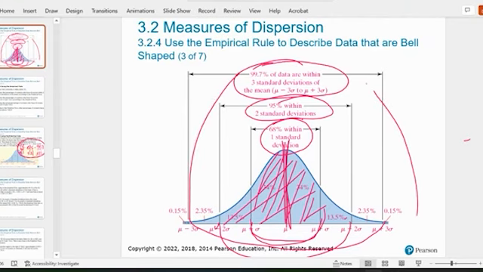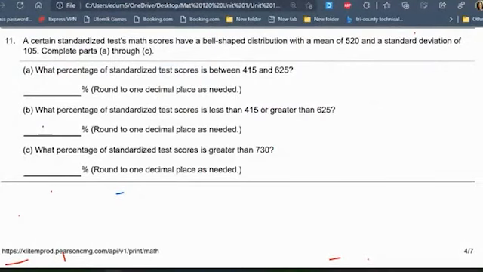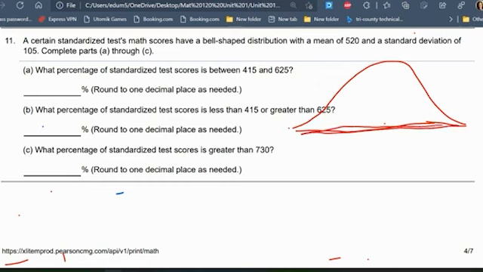Now we will go to questions on the empirical rule. Question number 11 says, a certain standardized test, math test, scores have a bell-shaped distribution. A distribution that has mean equal to median is bell-shaped, symmetrical. It's called a normal curve. If it is skewed right, the mean is greater than the median. Skewed left, the mean is less than the median. It's not bell-shaped, therefore you're not allowed to use the empirical rule, the z-score, or the standardized curve.